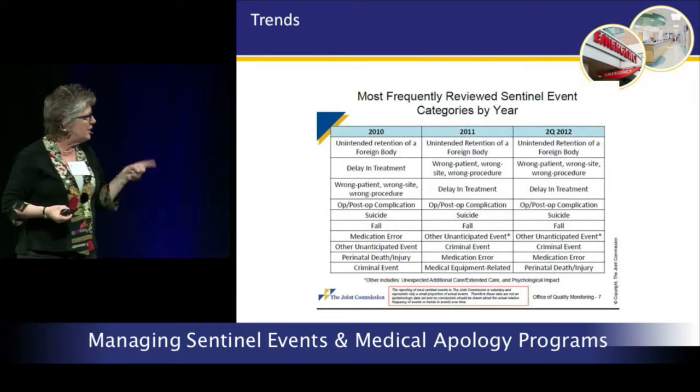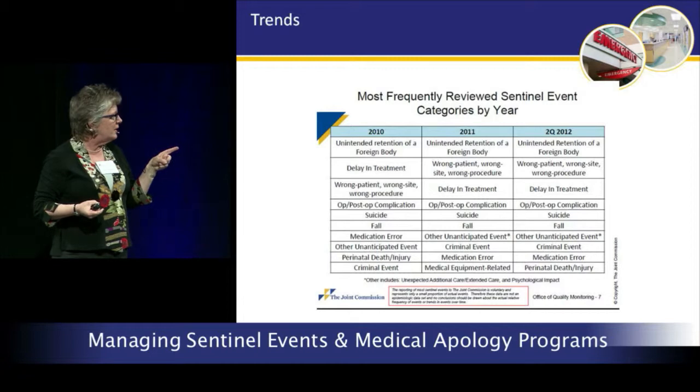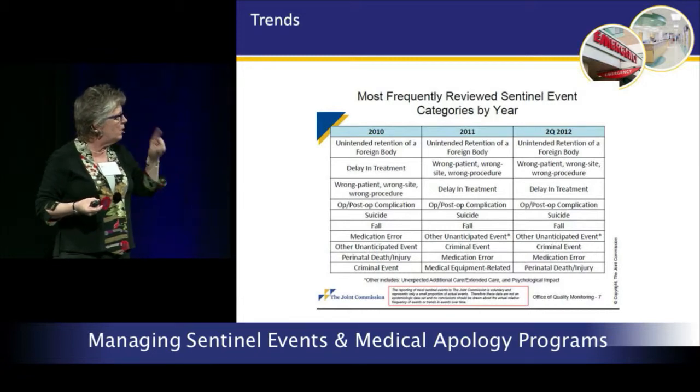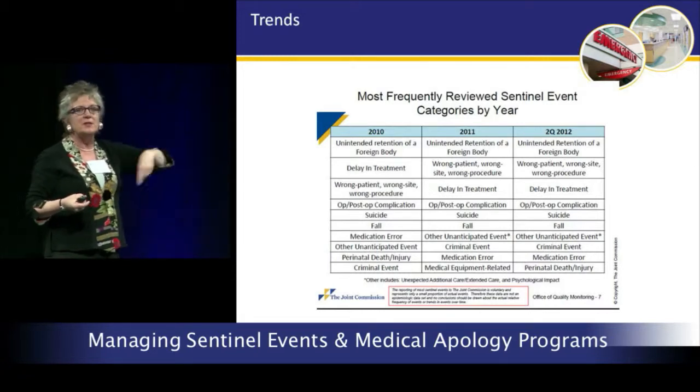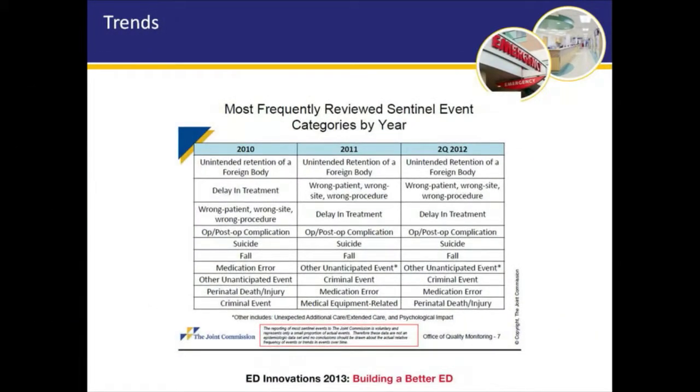Now, this is what I was saying about foreign bodies. This is the most frequently reviewed events that are coming into the Joint Commission. If you look at this, the writing's pretty small on your slides, but again, foreign body, we're having a really hard time getting that down. That's pretty consistently across the top. Delay in treatment, wrong patient, kind of go back and forth. Suicide and fall are dead even across.